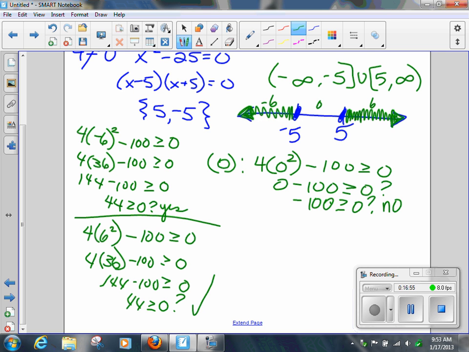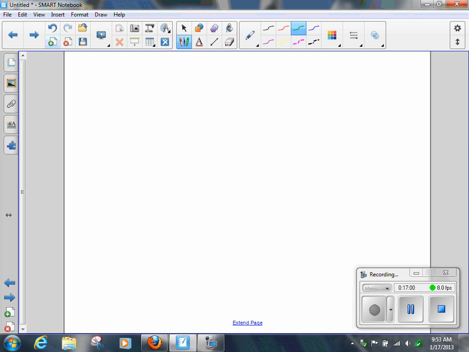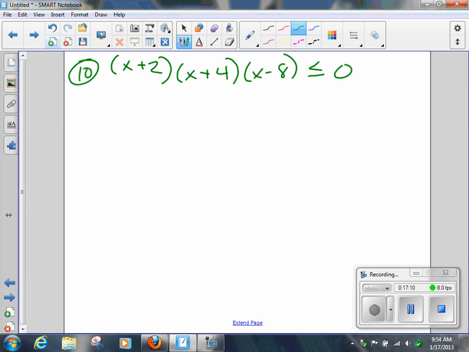Number 10 is just like the problem that I gave you, the last one in your notes yesterday. What's the difference in this problem? It's already factored, thank goodness. This really is not a quadratic. This is a polynomial of degree 3. If we were to FOIL this thing out, our solutions are going to be negative 2, negative 4, and positive 8.